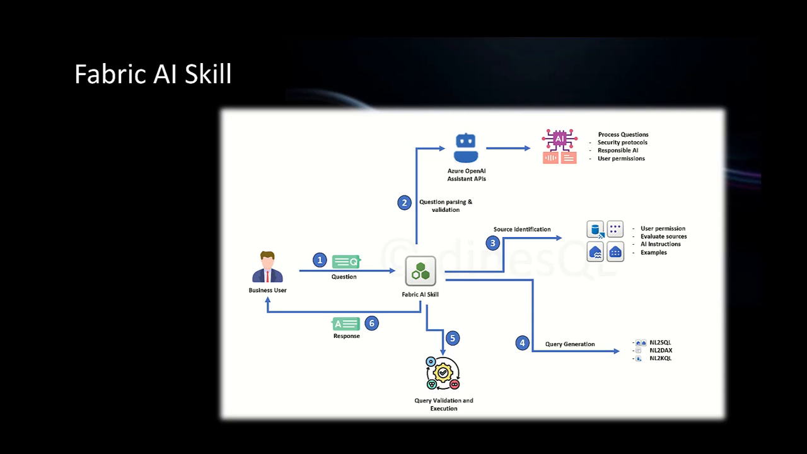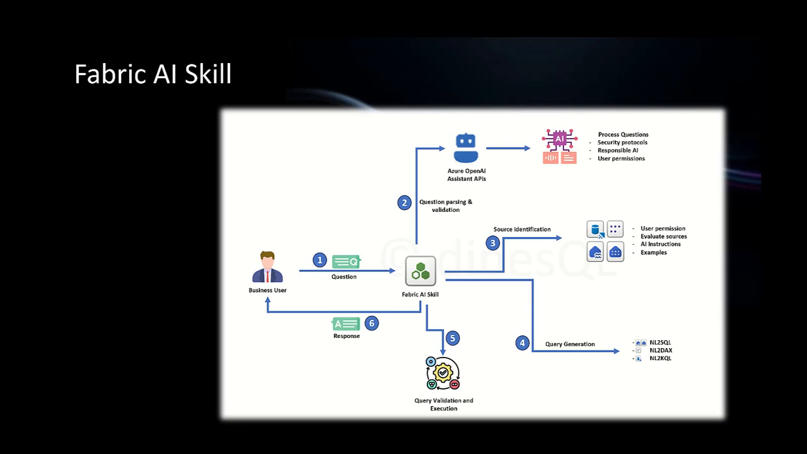But there are a couple of things you should know before you start with AI skill. First thing, this is still in preview, so you can try this out in a development environment, but we do not recommend you move to production until you see this as GA. Once AI skill is in GA, then you can move it to production. Second thing, this needs F64 or higher capacity. If the workspace is configured with something like F32 or F16, this is not going to work. So you need to have F64.